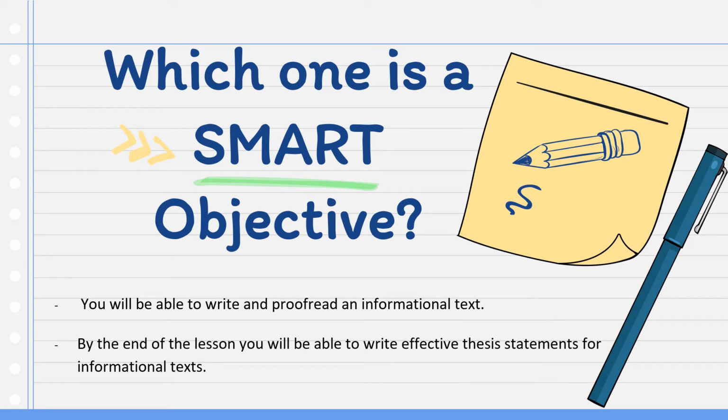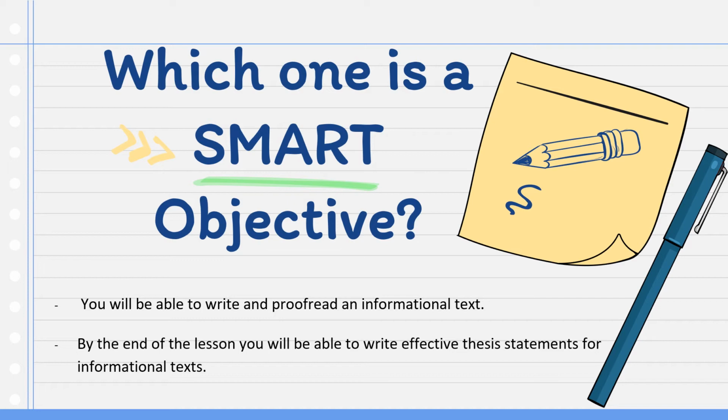Now let's take an example here. Which one of the following two objectives is a SMART objective? Okay, if you've guessed the second one, then you are right, but not because it's longer, because it actually has the 5 parts, the S, M, A, R, and T. Let's look at it more clearly.